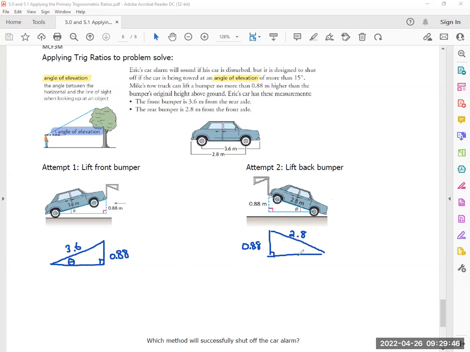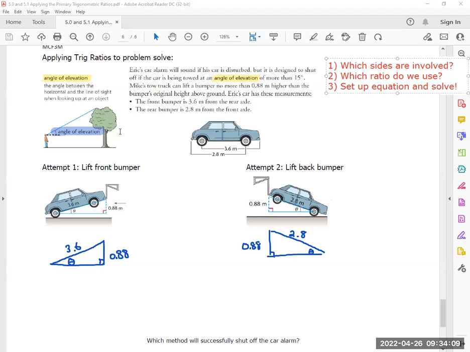Which of these successfully lifts above 15 degrees? In other words, which of these will successfully shut off the alarm? That's your task. Can you do it? I'm going to give you a quick 5 minutes to see if you can at least get one, if not both, done. If you can get one, the next one will be very simple because it's the exact same process. My question to you is, please solve for this angle.